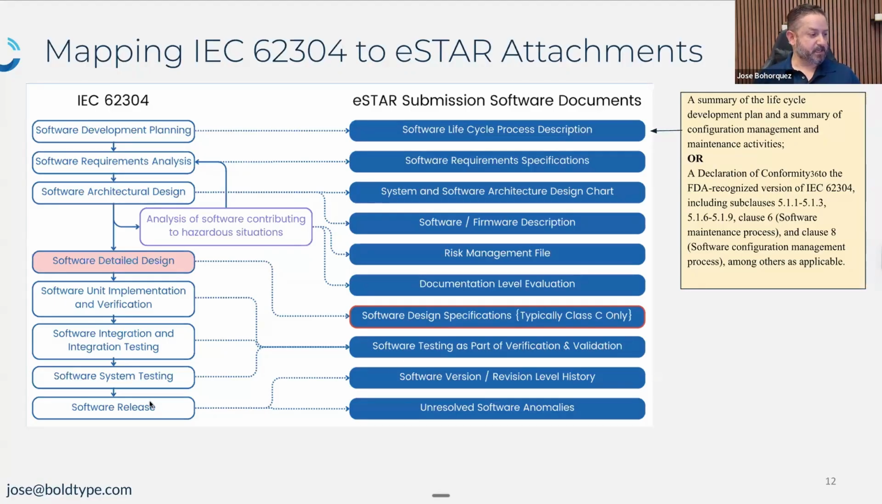And then lastly, your software release, which is part of 62304, some of that would feed into your software version and revision history. And these unresolved software anomalies, this might be part of your package of your software release process. Of course, it's also going to be fed by each of the different types of testing that you did.